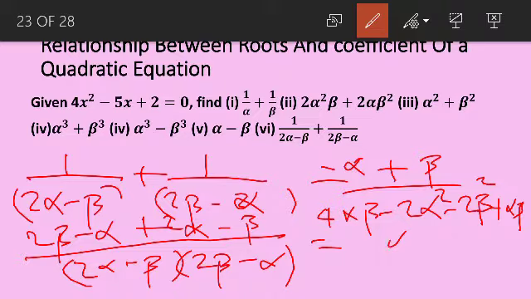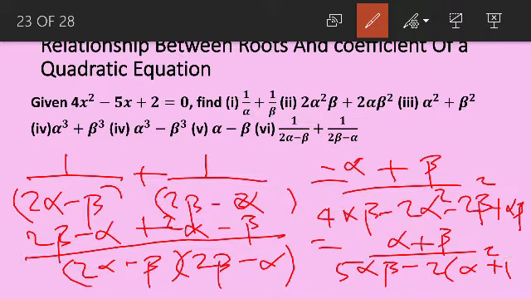That means the whole of this can now be written as alpha plus beta all over 4 alpha beta plus alpha beta will give us 5 alpha beta, then minus 2 into alpha squared plus beta squared. Okay, you can write that down somewhere. Alpha plus beta over 5 alpha beta minus 2 into alpha squared plus beta squared.